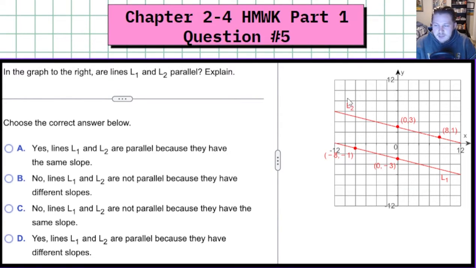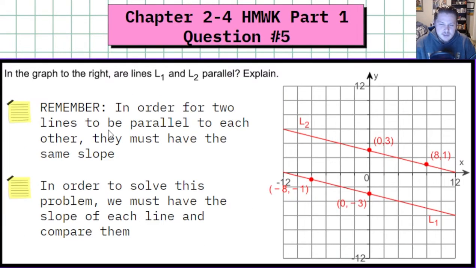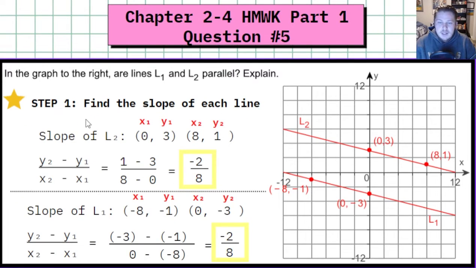So we're looking at the graph to the right. We want to know, are lines L1 and L2 parallel to each other? The key here is, if lines are parallel, it means they have the same exact slope. If they don't have the same slope, they're not parallel. So that means we're going to have to find the slope of both lines. I think that's what I have here in this next slide. They have to have the same slope, so we need to find the slope of each of these. So how do we do that? Well, I have both points, right?